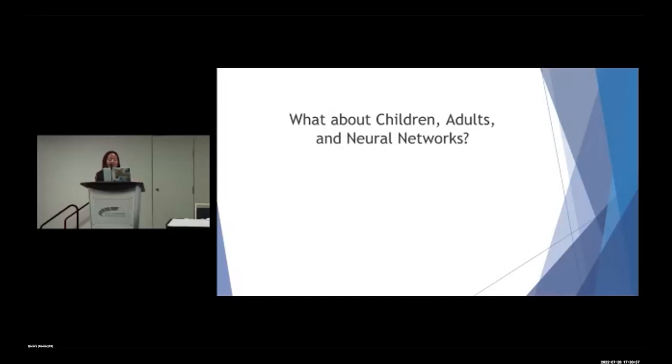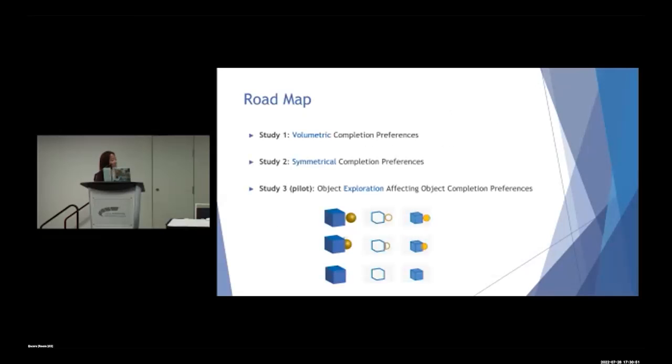So what about children, adults, and neural networks? Do we represent 3D objects also in full volumes? And can complete volumetric display preferences be generalized to more diverse and complex objects as well? So to answer these questions, today we have a roadmap involving 3 different kinds of studies.